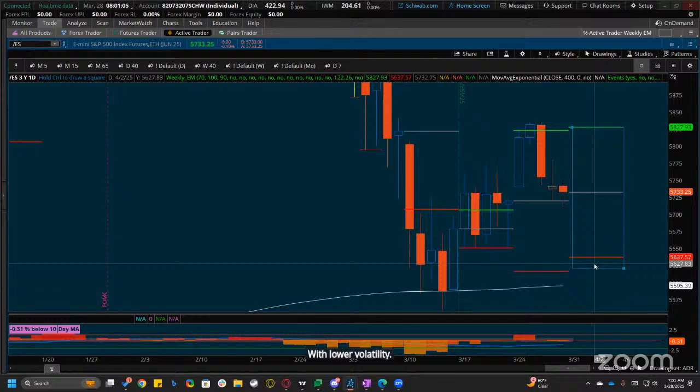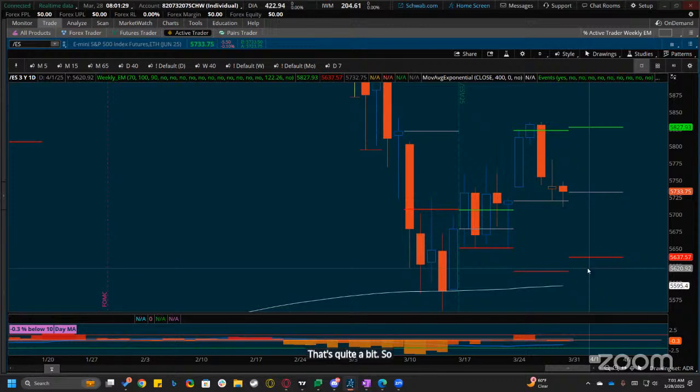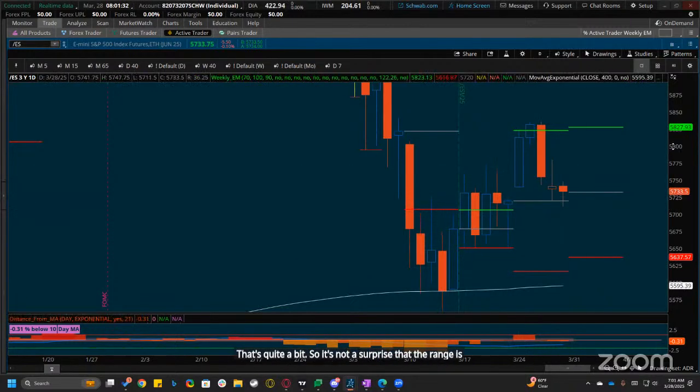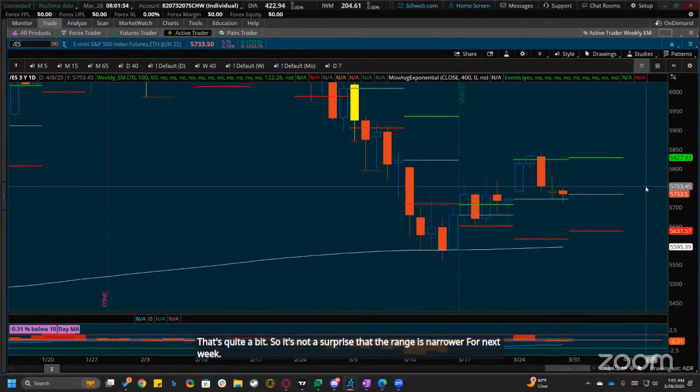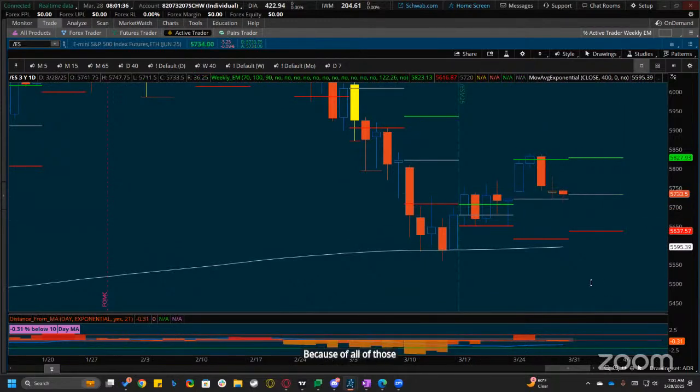And if we think about what next week provides, it's the quarter end, right? So we have one day before this month is done and the quarter is done. We've got tariffs, the debt ceiling, and man, ain't that enough? That's quite a bit. So it's not a surprise that the range is narrower for next week because of all of those headline risks.